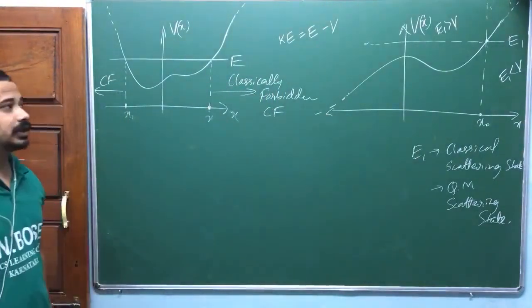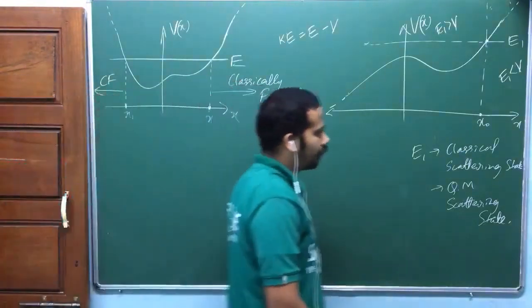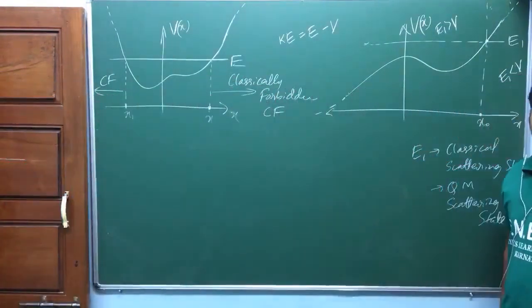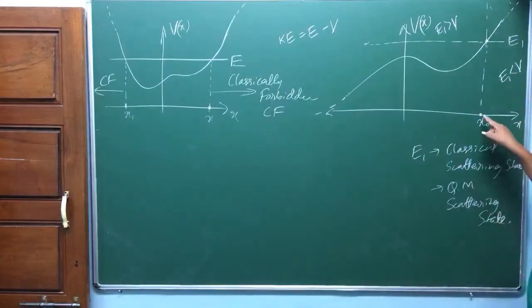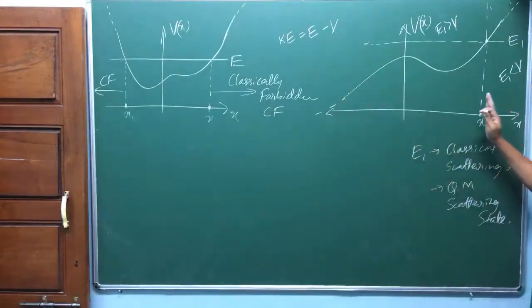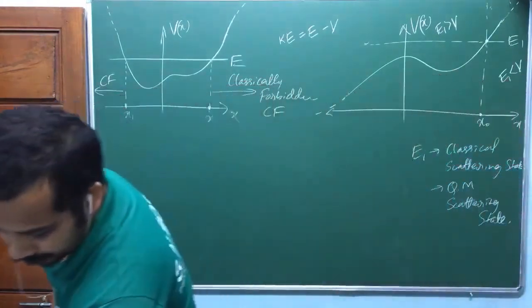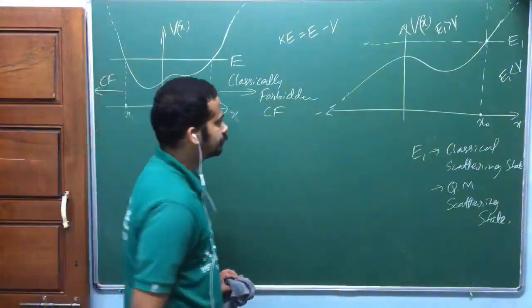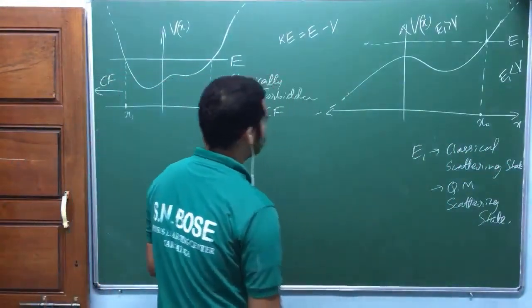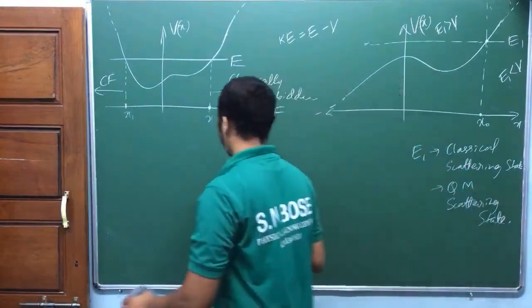x0 is the classical turning point. There is no quantum turning point. Quantum mechanically, we don't define a turning point. You can call it a classical turning point. This is also a classical turning point because classically the particle can come up to here and go back, isn't it? Now look at here. I'll take another energy here. The similar potential.